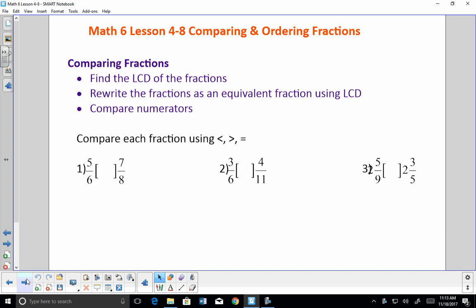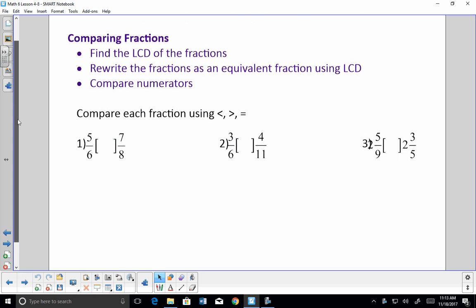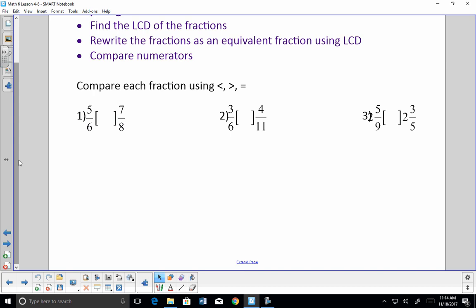Comparing fractions. To compare fractions, you need to find the least common denominator of the fractions. Then rewrite the fractions as equivalent fractions using that least common denominator, and then you'll compare the numerators. Let's take a look at a few. We have 5/6 and 7/8.